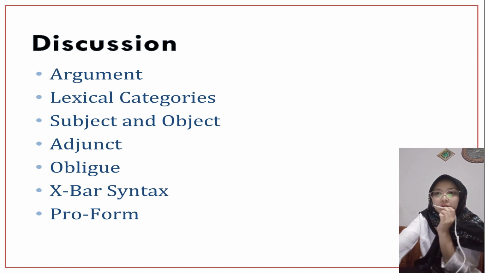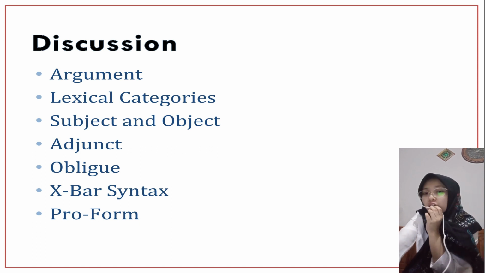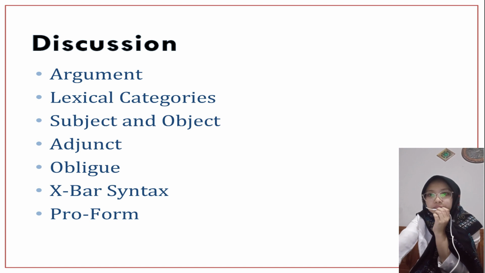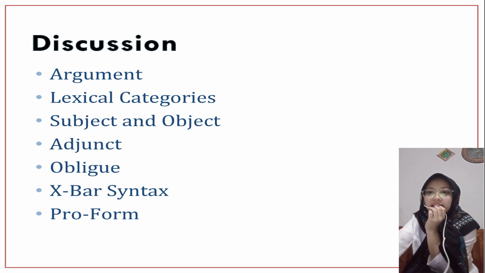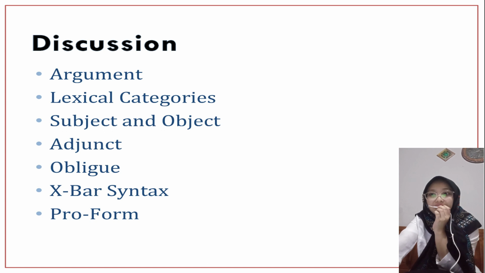Then, verbs can have other arguments, ladies and gentlemen, besides the subject and object too. These are called oblique. Adjunct: a word or phrase used to amplify or modify the meaning of another word in a sentence. We'll discuss how both the terms oblique and adjunct work in sentence structures.